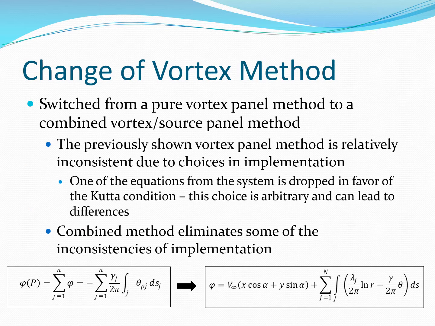My switch to a slightly more advanced implementation of the vortex panel method was driven by initial runs of the basic implementation through the GA function. In the basic implementation, an equation must be dropped and replaced with the Kutta condition, which ensures flow leaves the airfoil smoothly at the trailing edge. This choice of dropped equation is arbitrary and leads to inconsistencies in the results. Additionally, the basic implementation would sometimes provide coefficients of lift many orders of magnitude higher than realistic when optimized using GA. The combined source vortex method eliminates this decision, and I found it to be more consistent.